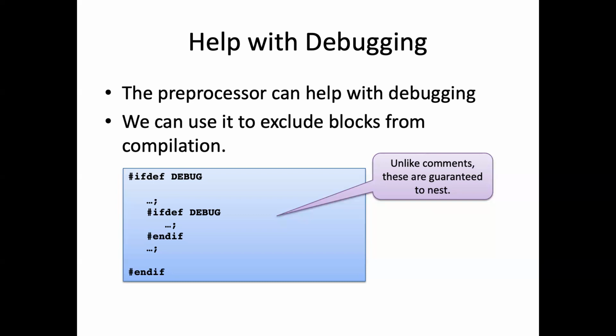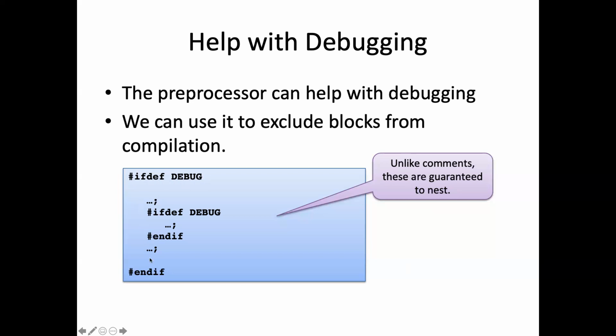That's not guaranteed to work. Comments are not guaranteed to nest like that, but conditional compilation code is guaranteed to nest properly. So instead of commenting out debugging code, you could just use conditional compilation. What if at the start of your debugging code, you have an ifdef that says only include this if the debug flag is turned on?